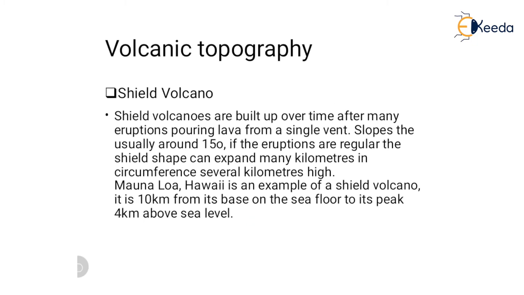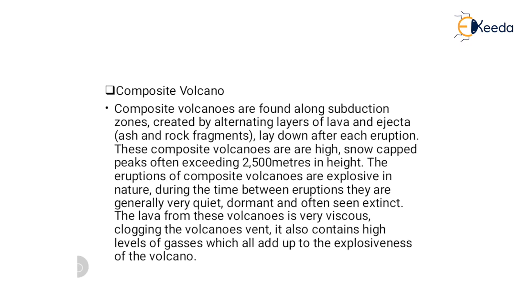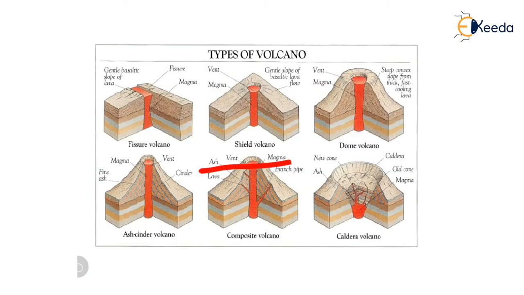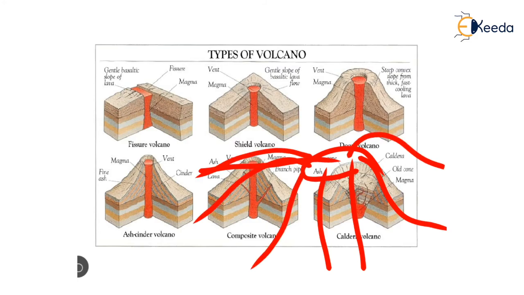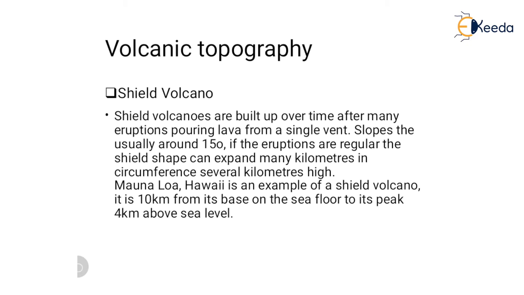The next is the different volcanic topography: the shield volcano. See firstly the diagram of the shield volcano. See, this is the shield volcano. What happens when lava starts coming out? It forms a broad crater portion, and a sloping portion develops, not conical structures. This type of sloping structure is called a shield volcano. A shield volcano builds up over time after many eruptions, with lava pouring from a single vent. It develops because more lava is erupted from a single vent.